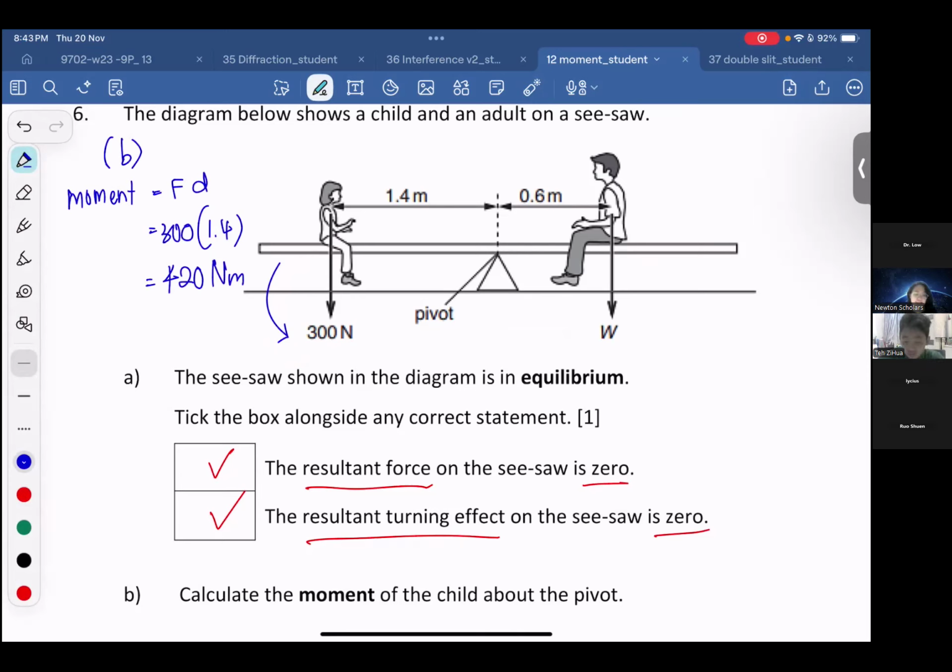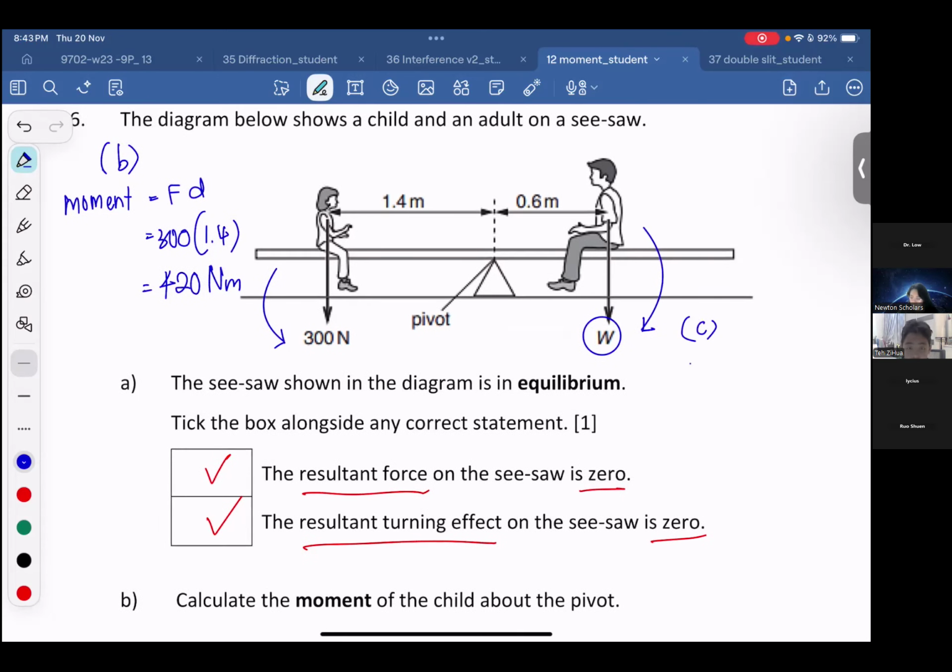Okay, question C. Can you calculate the weight of the adult? We want to know W. Can you do the calculation right now? Emily, correct. 3 marks, dear. Can you see that? 3 marks in the question. So you need to give formula, substitution, and final answer with unit. Correct.